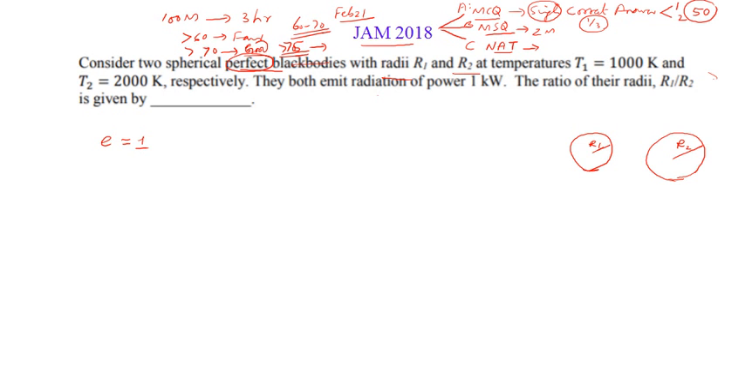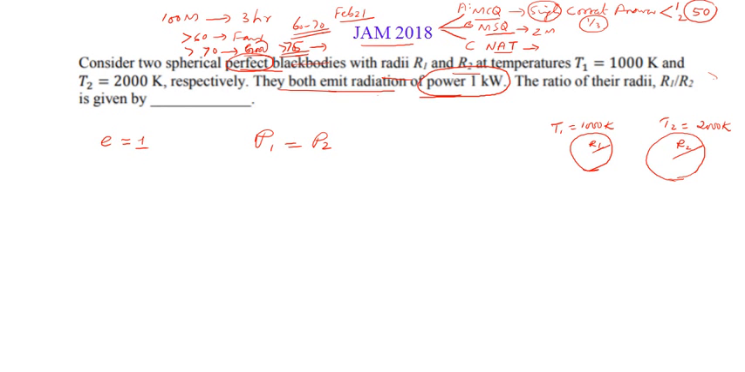So I will write T1 is equal to how much? 1000 Kelvin. Okay, and what is T2? The temperature of the second spherical black body is equal to what? 2000 Kelvin. Okay, let it be, it doesn't matter. Now they both emit radiation of power 1 kilowatt. Yeah, this is something very significant. They both emit radiation of power 1 kilowatt, means the power of their radiation is 1 kilowatt. Okay, so I can say that the power P1 is equal to P2. Both are radiating at the same power, even though they have different diameters and different temperatures.